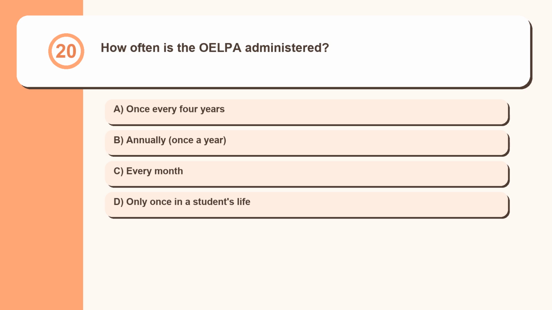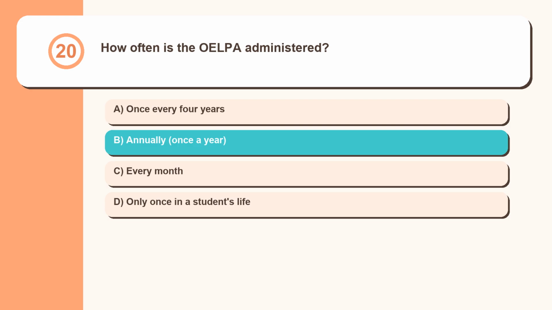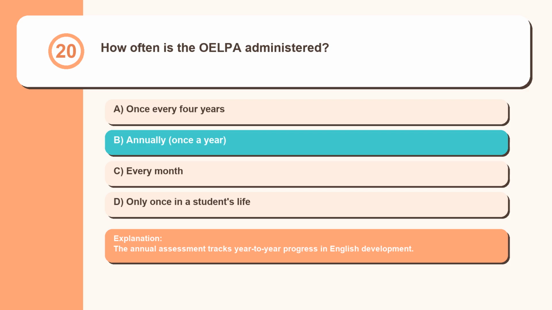Question 20. How often is the OELPA administered? Once every 4 years. Annually, once a year. Every month. Only once in a student's life. The annual assessment tracks year-to-year progress in English development.